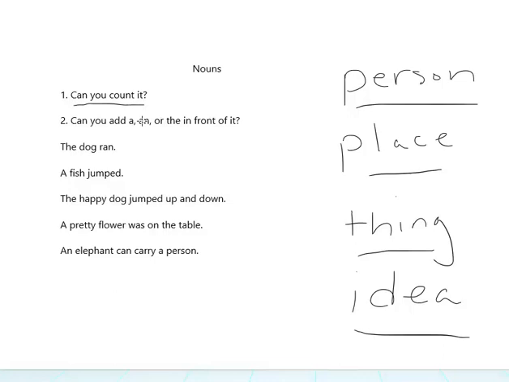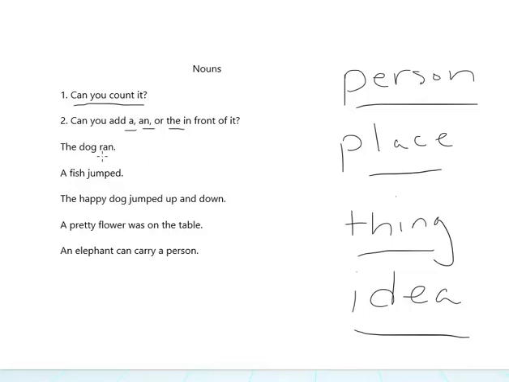Can there be one tree? Yes, there can. That means it's a noun. Number two, can you add a, an, or the in front of it? The tree, the car? Yes, then it's a noun. All right, so let's look at these sentences here.